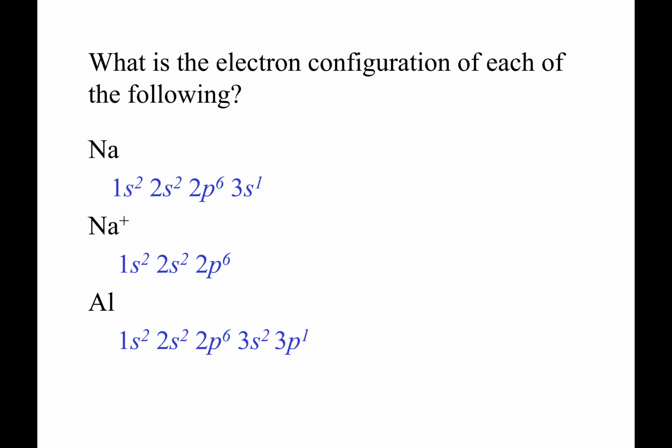Another one, aluminum, a 3A element. It's going to lose 3 valence electrons. And can you see what's the highest N here? It is also 3. How many electrons do we have? 3, yep. So they're actually all going to go. When we write Al+3, this is what the electron configuration looks like.